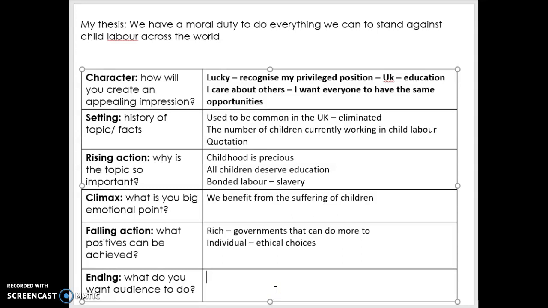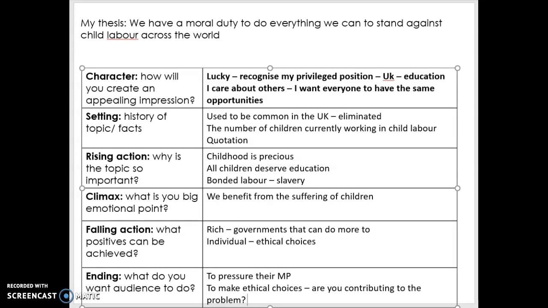And then my ending, what do I want my audience to do? I want them to pressure their MP, to write to their MP, to put pressure on them to actually raise this as an important issue, and I want them to make ethical choices, to try and think about what they buy and whether they are contributing to the problem or helping to solve it.